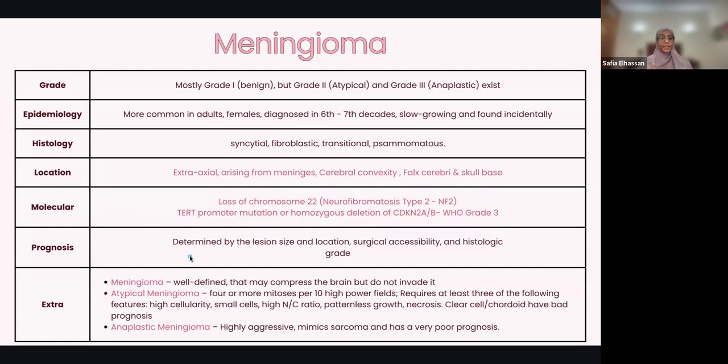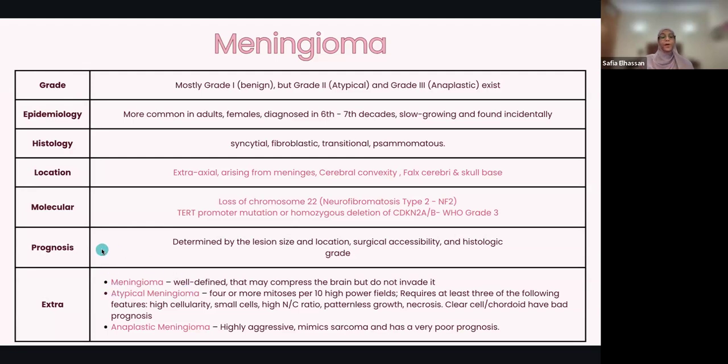The prognosis is again determined by the size and the location, whether it's easy for the surgeon to get it out without damaging any nearby structures, as well as the histological grade. So for just some extra facts, meningioma, generally speaking, is a well-defined tumor, and it may compress the brain, but it does not invade it. And because of that, it's usually asymptomatic unless it's actually compressing brain structures.